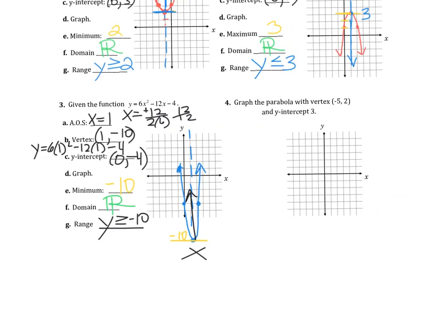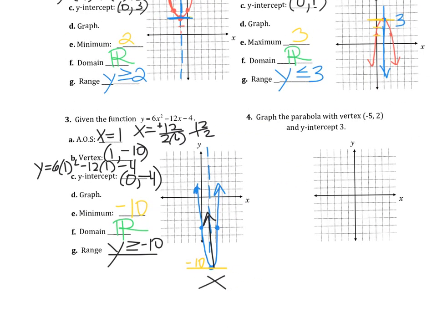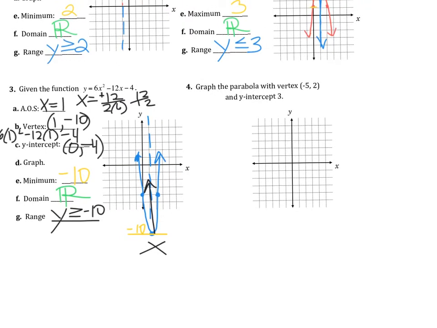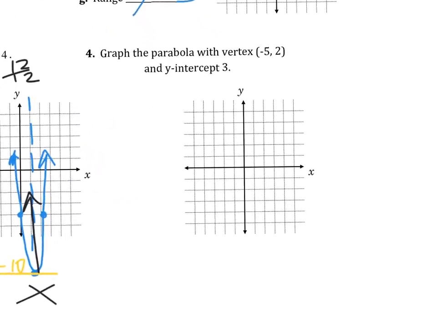Okay, so that's pretty much how to do it in standard form. It's a lot different than vertex form. You're still finding the same information. So let's look at number 4 now.